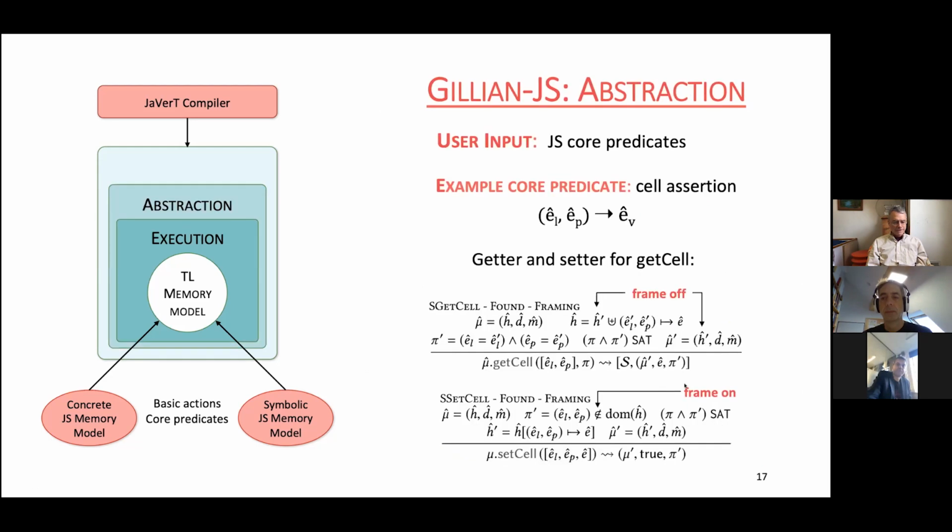With abstraction, the core predicate is just this one, which is a cell assertion. And we have the getter and setter for get cell that frames off and frames on. I'm not going to go through that.